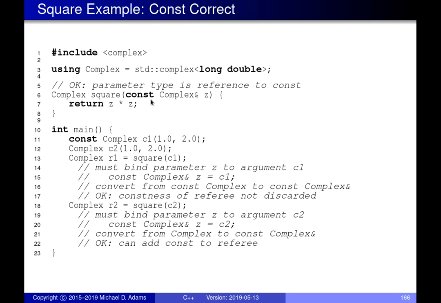And this is basically how we correct it. It's very easy to fix. We just put a const in here and then everything is good. And basically that's the rule that you want to use. It's very easy to write code that's const correct.